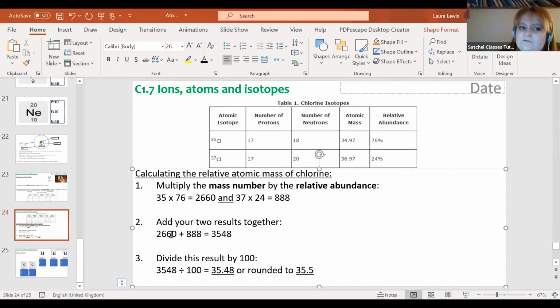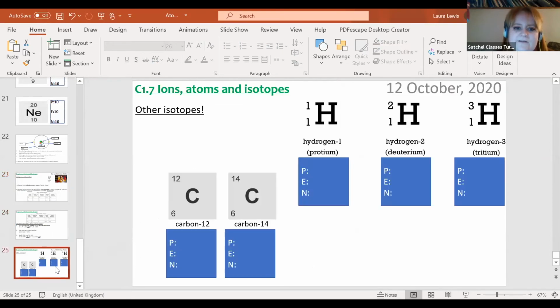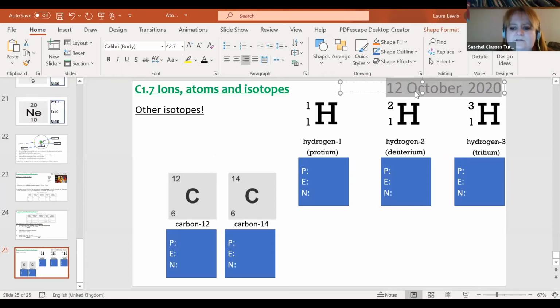So if you picked a chlorine atom out at random in the world, it would be most likely to be chlorine 35, because the average is kind of closer to that. But overall, the average is 35.5. So the individual chlorine atom would be a 35, or it would be a 37. Okay, so let's just go over that a little bit again. Isotopes have the same number of protons, because that's what makes it the element, and different numbers of neutrons. So you've got other isotopes there.